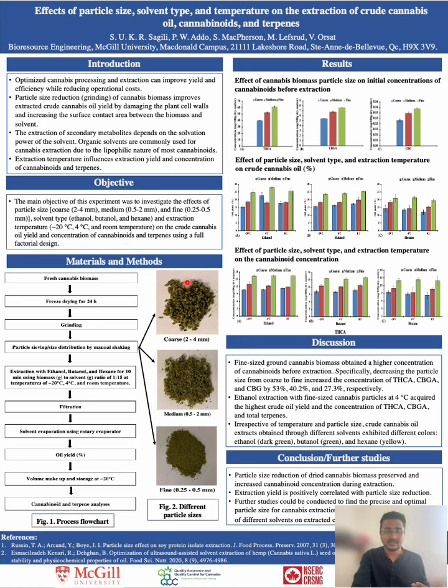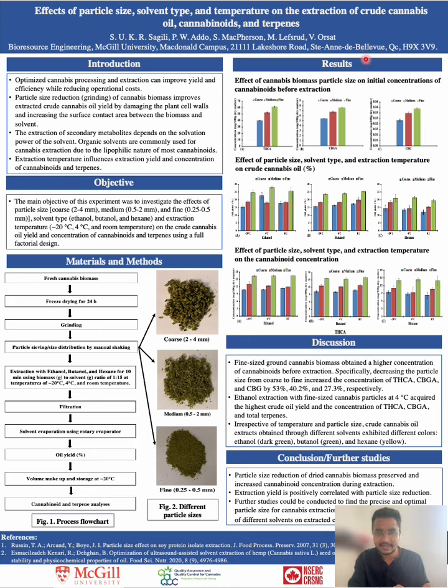The three particle sizes that we used for this study were coarse, medium and fine. Their sizes ranged from 2 to 4 millimeters, 0.5 to 2 millimeters and 0.25 to 0.5 millimeters respectively. The three solvents were ethanol, butanol and hexane. The three temperatures were negative 20 degrees, 4 degrees and room temperature. And this is the flow chart we used for the entire methodology of our experiment.